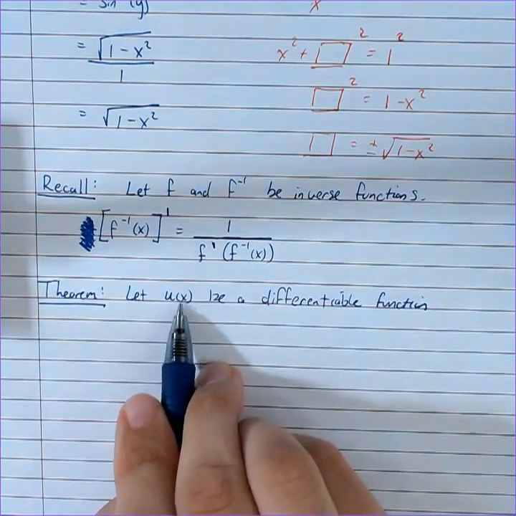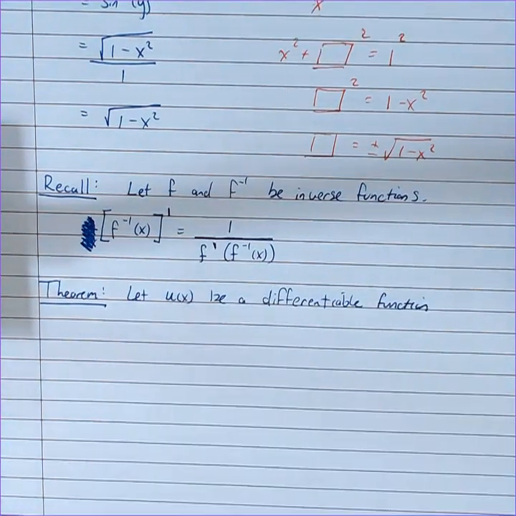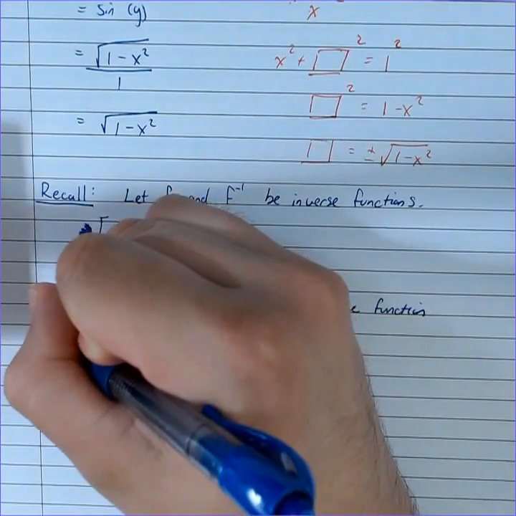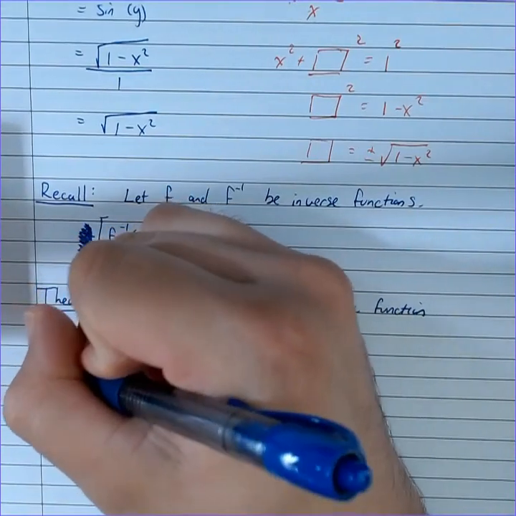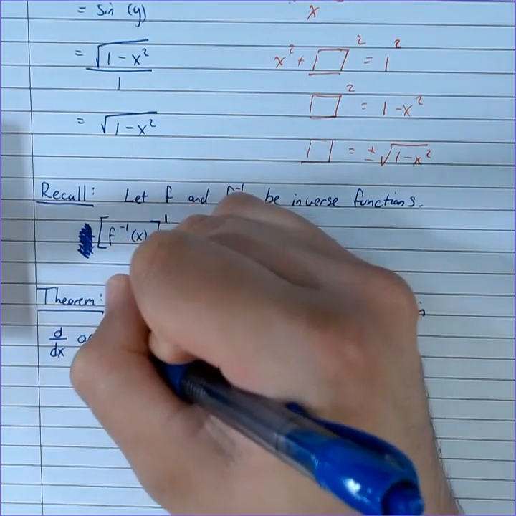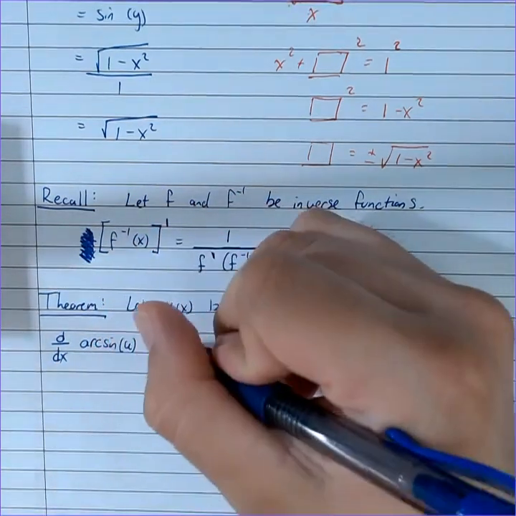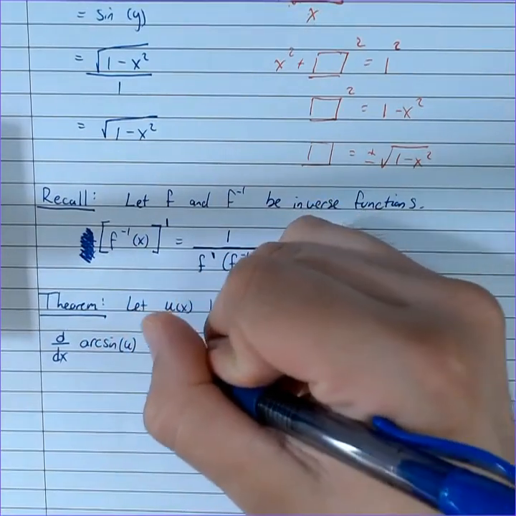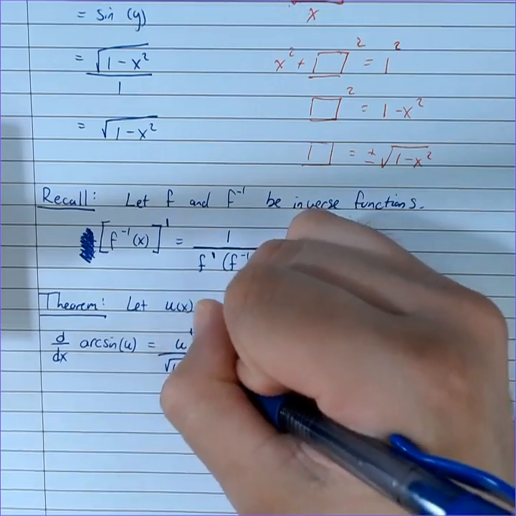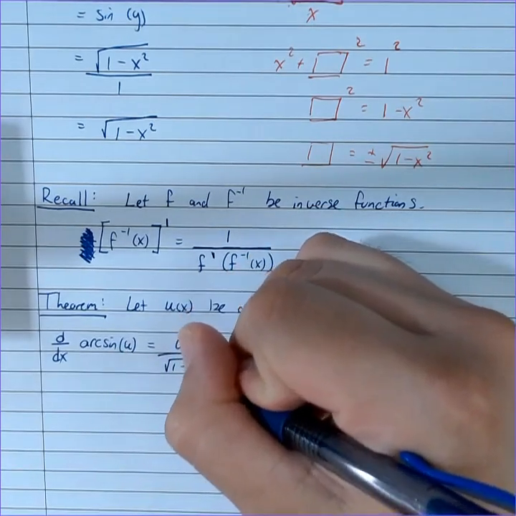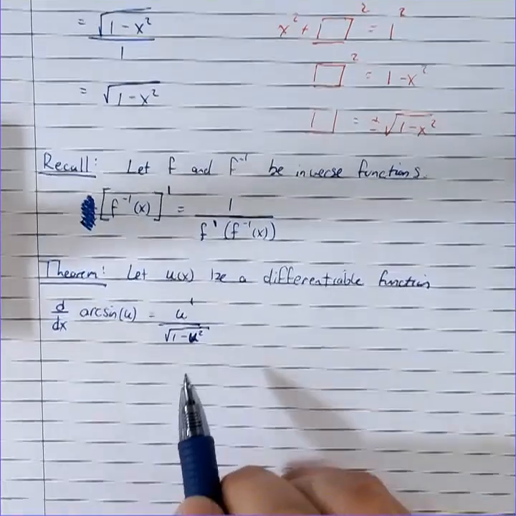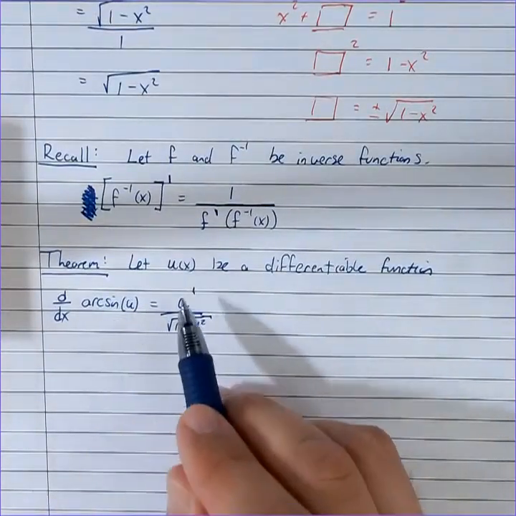The way it's written, it's a function of x, clearly here. It's u of x. Okay, if that's the case, then the derivative with respect to x of the arc sine of u is equal to u prime over the square root of 1 minus x squared. Oops, sorry, that should be 1 minus u squared, not x squared. All right, so here, this derivative is equal to this.